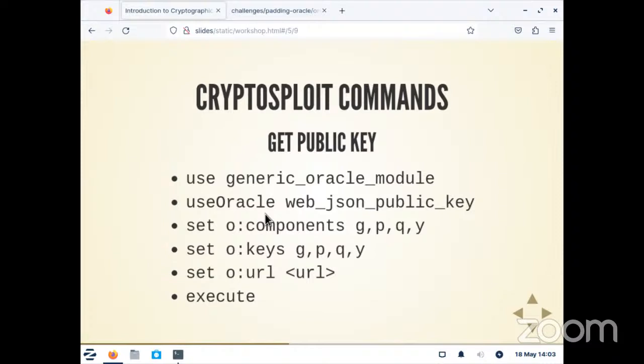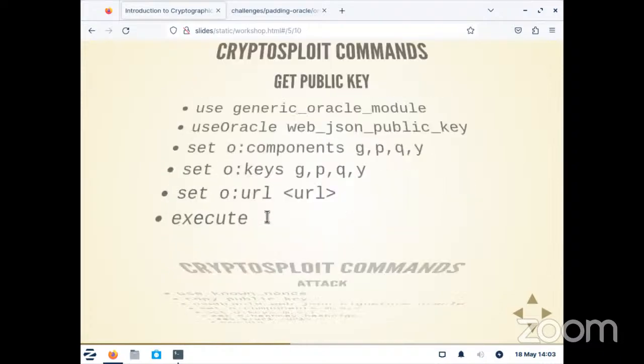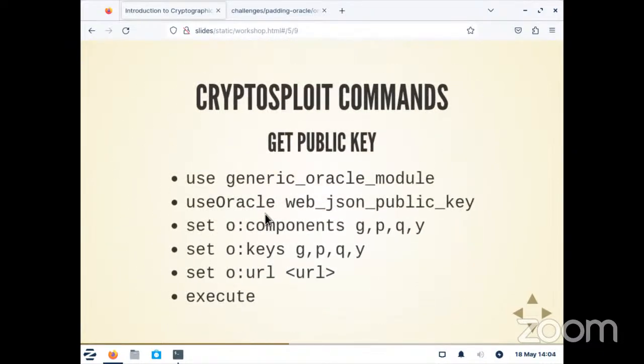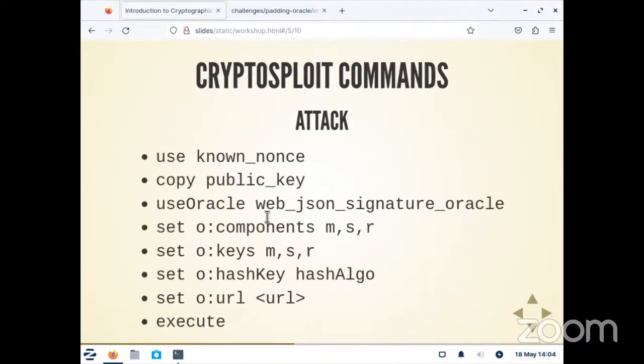For a lot of these public key attacks, there's usually going to be at least two stages, because the first step is that we need the public key, and then in this case, we're going to be attacking signatures. Other ones will be doing other things. So you'll see here, there's actually two sets of slides. The first one is how we're going to get the public key and how we're going to actually attack.